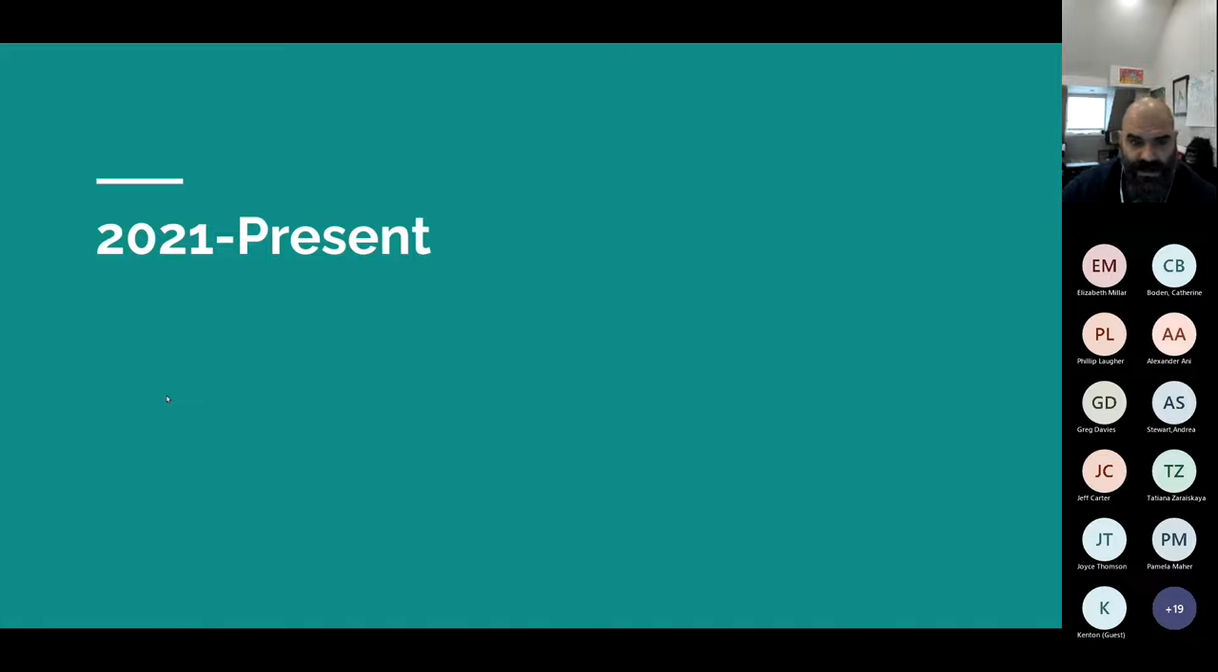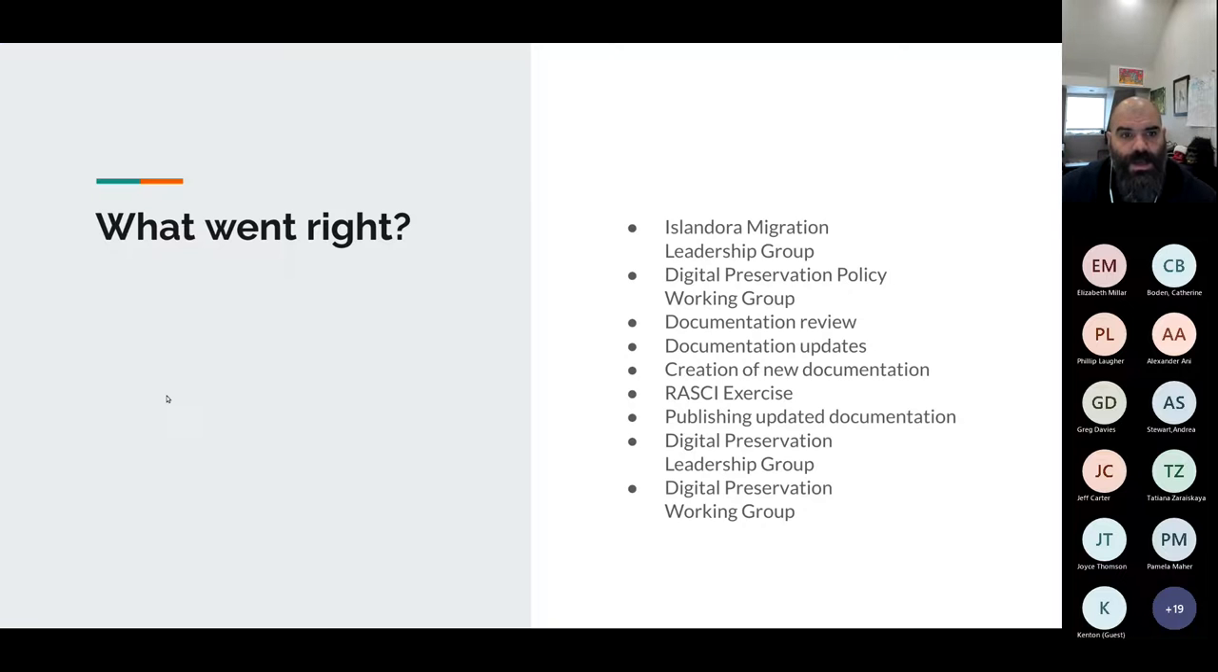And it leads us to the final segment of this presentation, which will be a little bit longer, which is 2021 to right now. To balance that whole what went wrong, I want to talk about what's gone right. Some positive things that have really happened and given me a new lease on life with this work. And it started with the Islandora migration group.